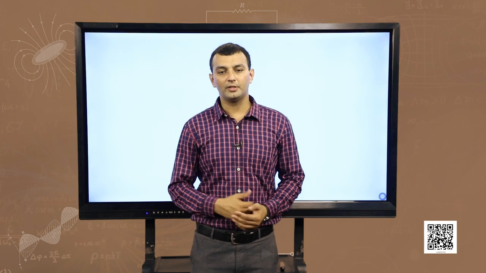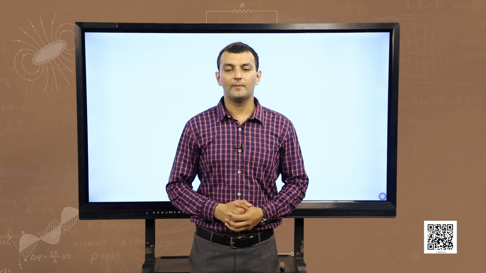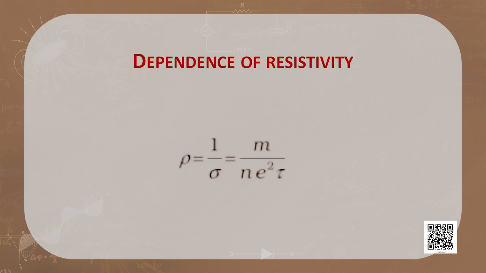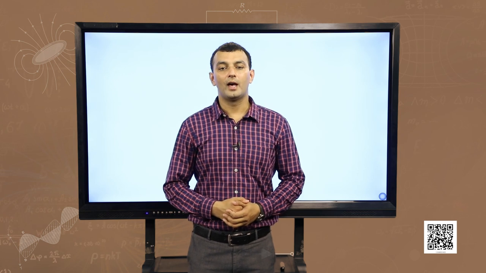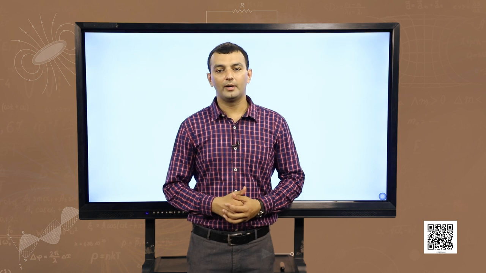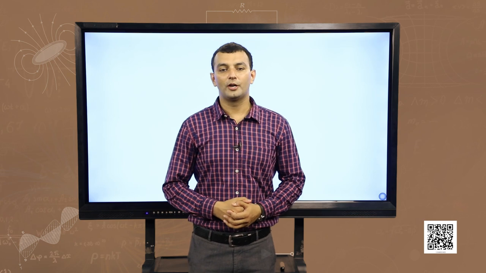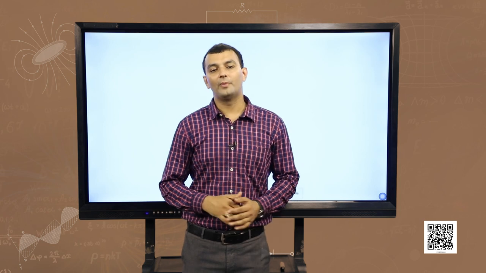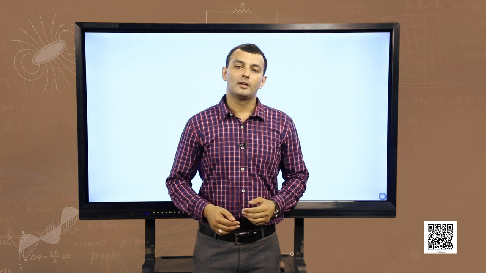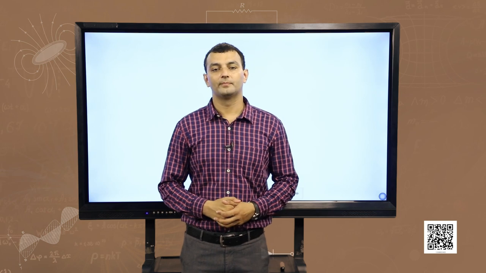Variation of resistivity with temperature can be understood with this equation. Rho equals 1 upon sigma, which equals m upon n e square tau. Let us understand the meaning of the symbols. Rho stands for resistivity, sigma is for conductivity, m is the mass of electron, n is the number density or number of charge carriers per unit volume, small e is for the charge on an electron, and tau represents relaxation time. Thus, the resistivity of materials depends inversely on n, number of charge carriers per unit volume, and tau, relaxation time.